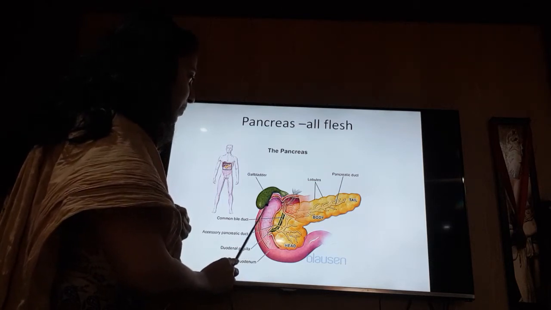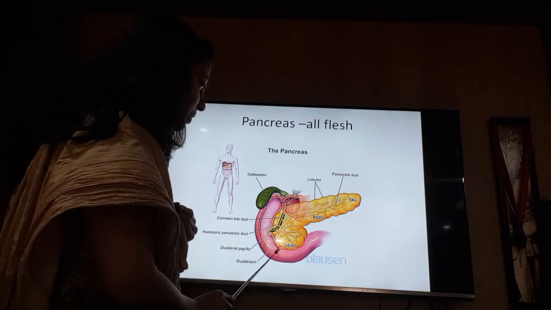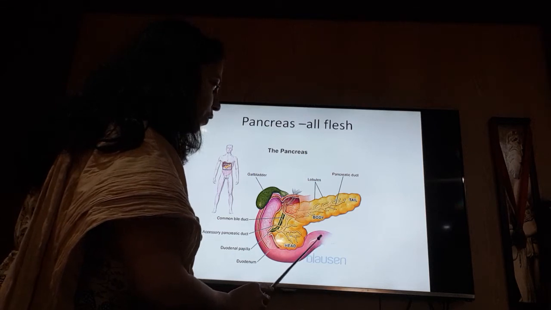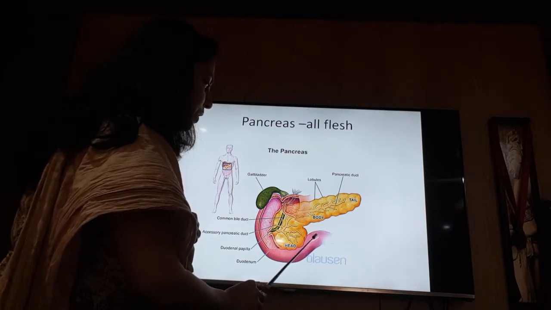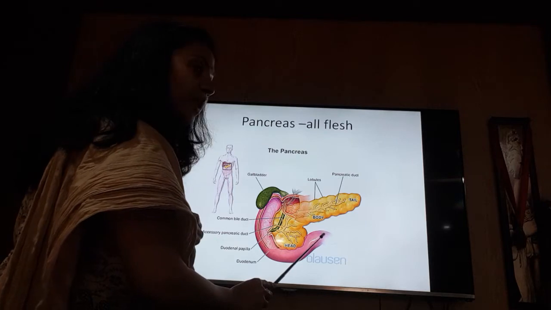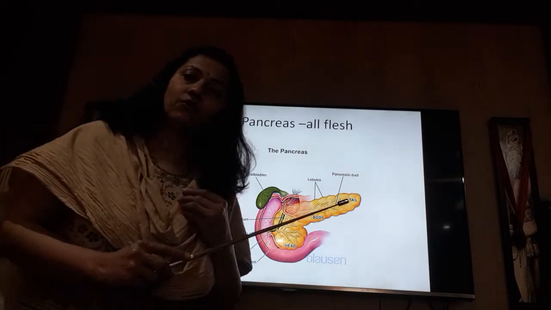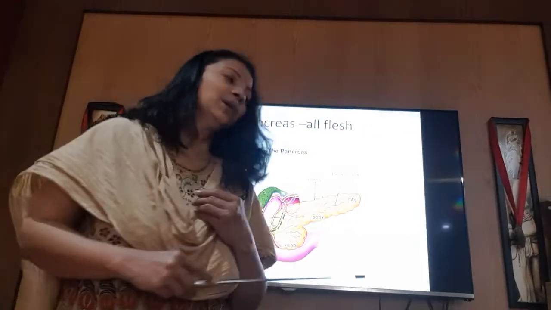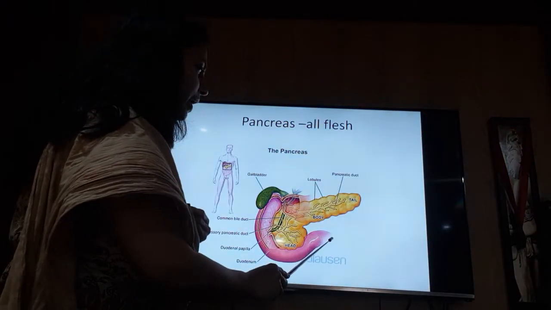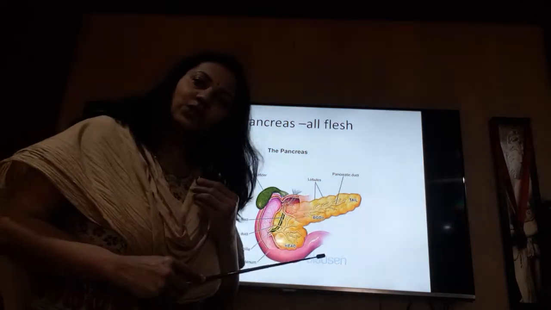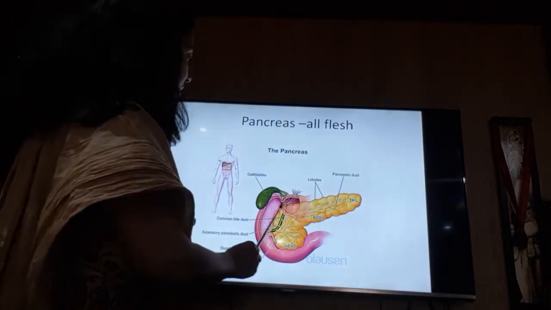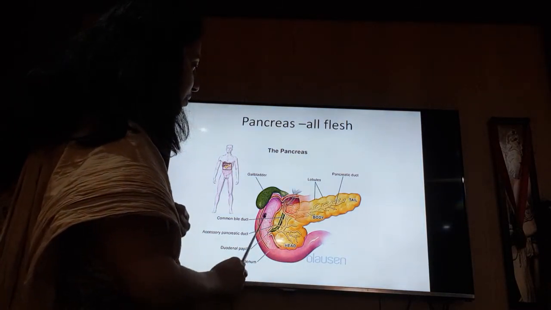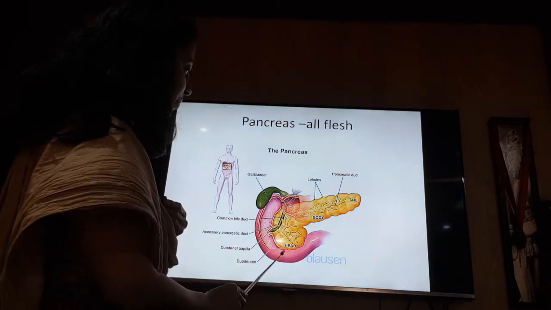First part of duodenum, second part of duodenum, third part of duodenum, fourth part of duodenum, and then you can see a fold over here. This is duodenojejunal flexure. That means fold between duodenum and jejunum. Okay, so this is the end of duodenum and this is the beginning of jejunum.